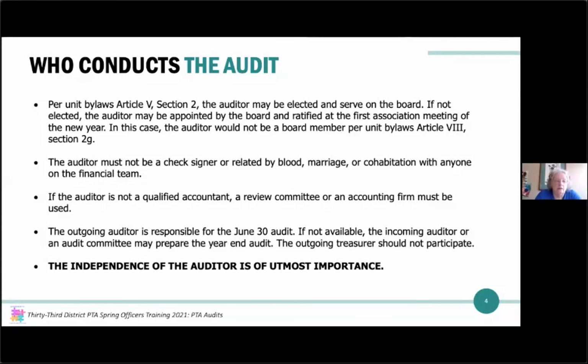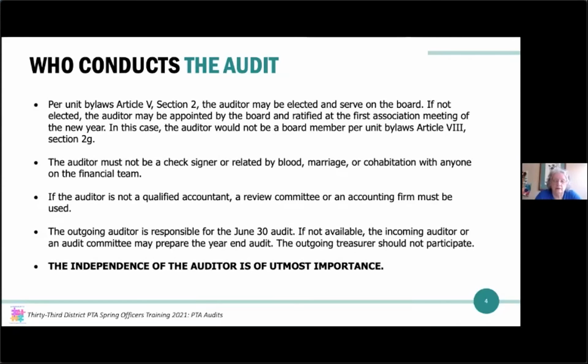Okay. The auditor must not be a check signer or related by blood, marriage, or cohabitation to anyone on the financial team. And if the auditor is not qualified, an accountant or review committee or an accounting firm must be used, and we're going to talk more about that on the next page. And then the outgoing auditor is responsible for the June 30th audit. So just like the treasurer, who has to prepare the year-end reports and tax submissions for the year in which they served, the auditor is the same.